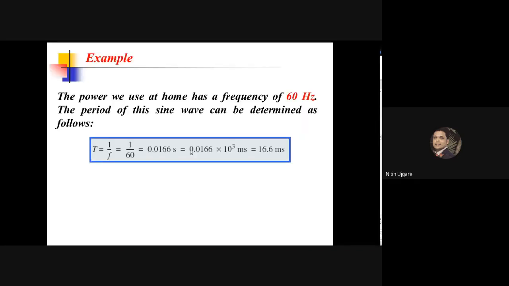So this is the question that I have posted. The power we use at home has a frequency of 60 hertz. The period of this sine wave can be determined as follows. T, we know that period is the inverse of frequency. So T is equal to 1 divided by F, 1 divided by 60, which gives me the answer 0.016 seconds. When I want to convert it into milliseconds, I multiply this answer by 10 to the power 3, which gives 16.6 milliseconds, the time it takes to complete one cycle.